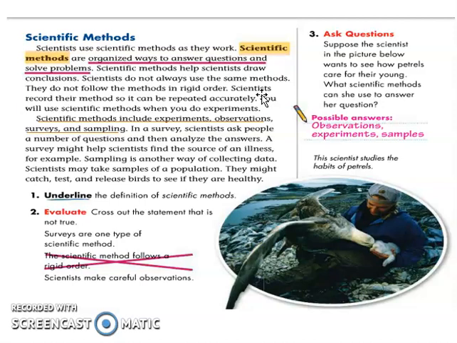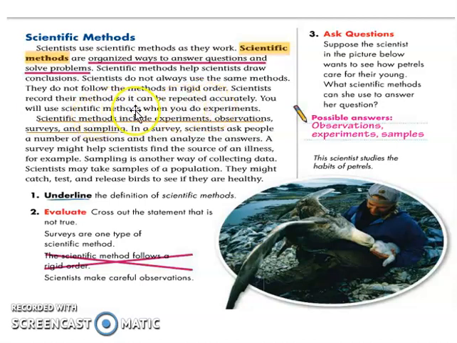So there are ways to find the answer. Scientists do not always use the same methods. Other scientists find other ways to solve the issues and concerns. They do not follow the methods in rigid order. As I mentioned, some scientists use different ways to figure out the answer.